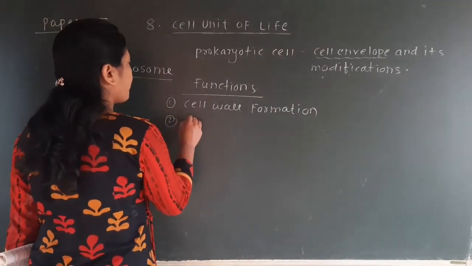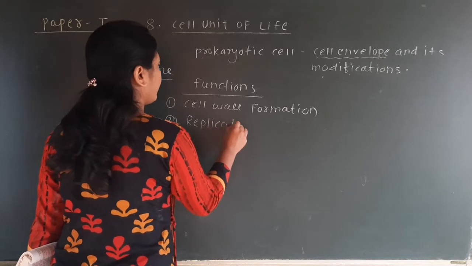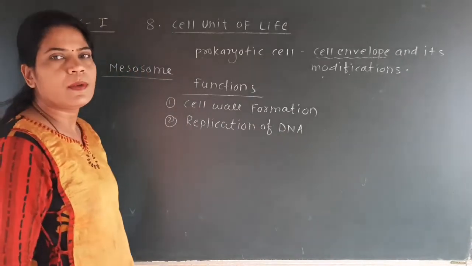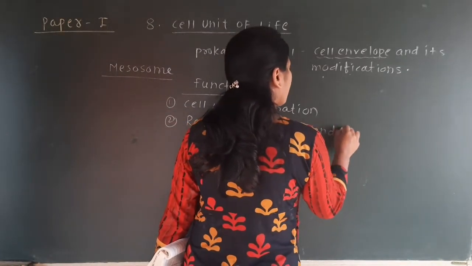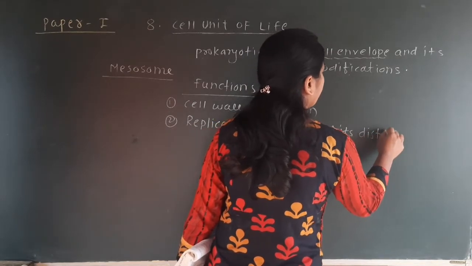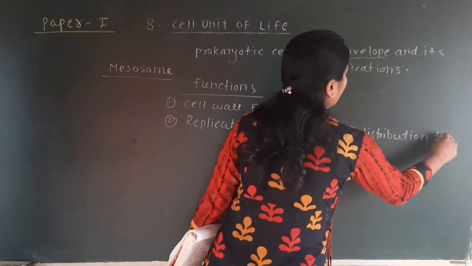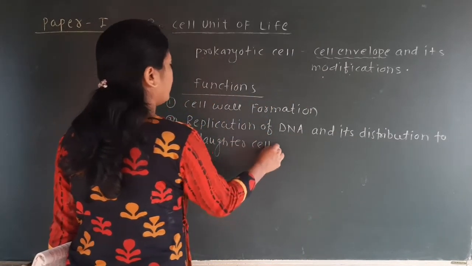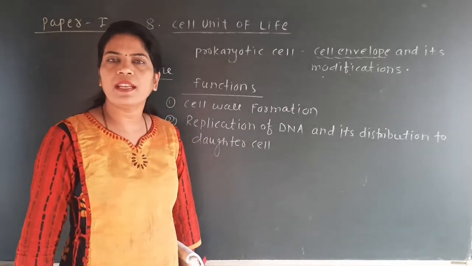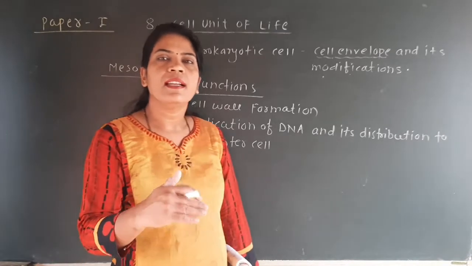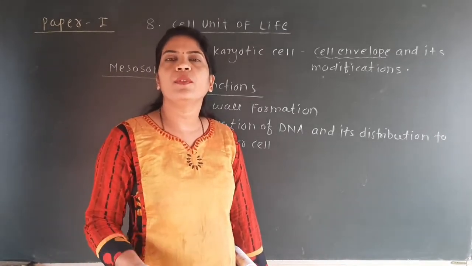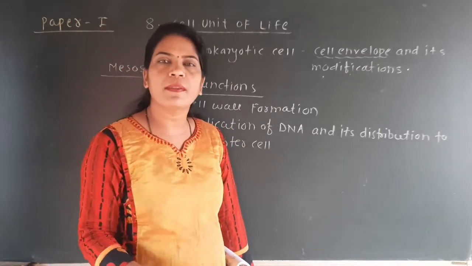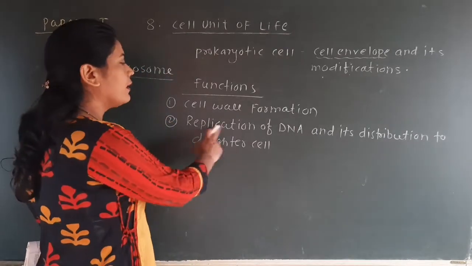Second one is replication of DNA and its distribution to daughter cell. What is meant by replication of DNA? DNA synthesis. DNA त्याच्या अनेक कॉपीज बनवतं नवीन, त्याला म्हणतो आपण सिंथेसिस ऑफ डीएनए और रेप्लिकेशन ऑफ डीएनए. त्यामुळे जो काही डीएनए बॅक्टेरियल सेल मध्ये आहे त्याच्या मेनी कॉपीज तयार होणार आहेत, मल्टिपल कॉपीज तयार होणार आहेत. दॅट इज कॉल्ड ॲज द रेप्लिकेशन ऑफ डीएनए.